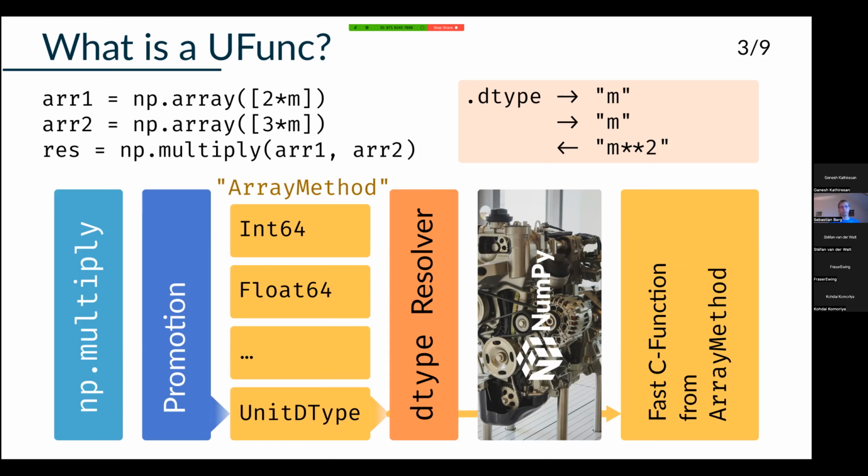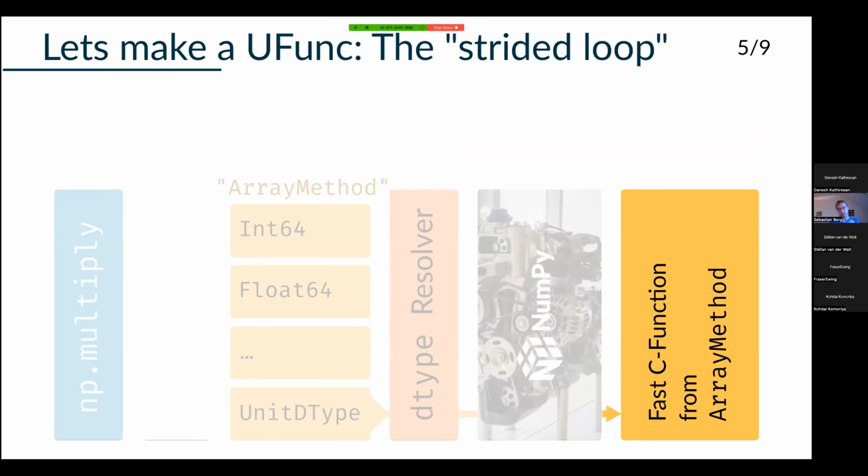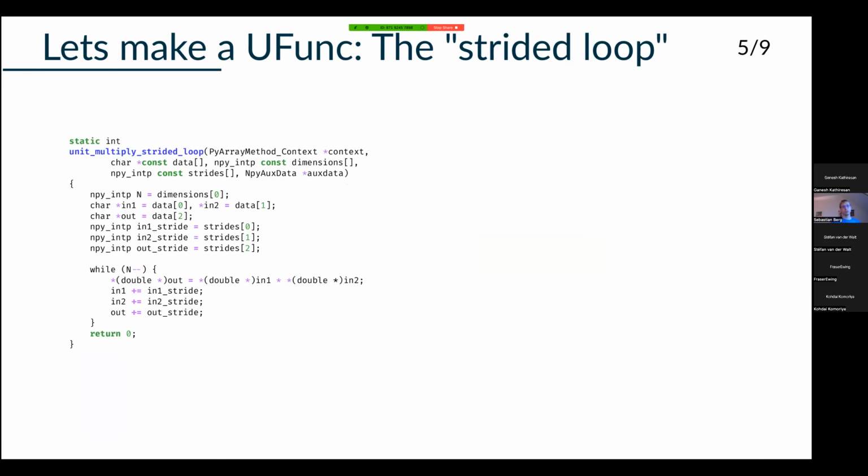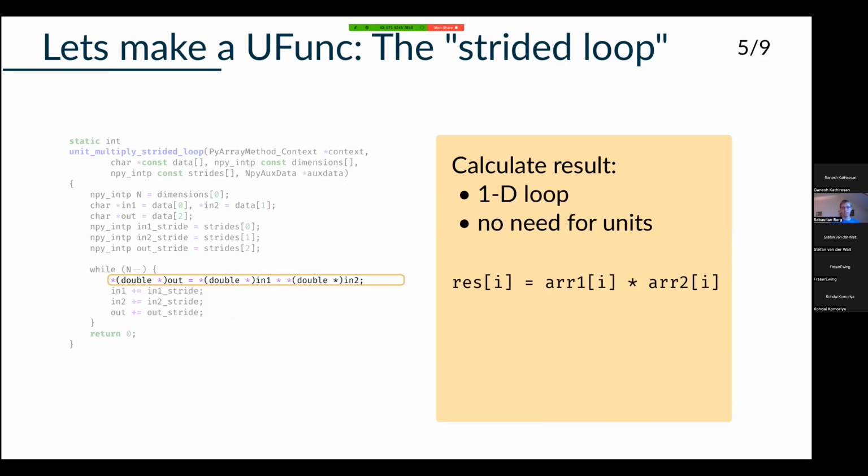The fast UFunc is typically called a strided loop in NumPy, or sometimes also an inner loop. It's basically a one-dimensional loop that does the operation. That is the building block of how NumPy does fast math internally. In this case, this is the whole code that we need to do such a multiplication. If you look closely, this slightly obfuscated line of code is actually just a multiplication of two elements. So this is the core of the multiplication loop.